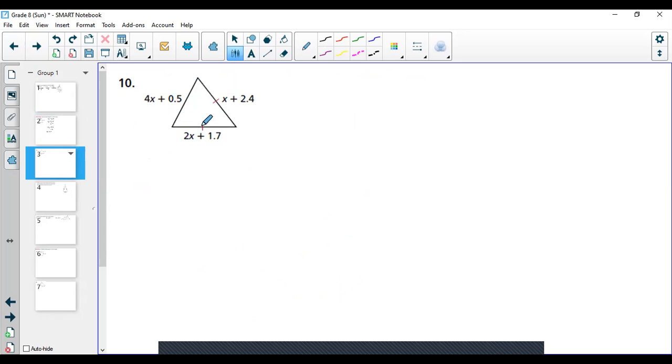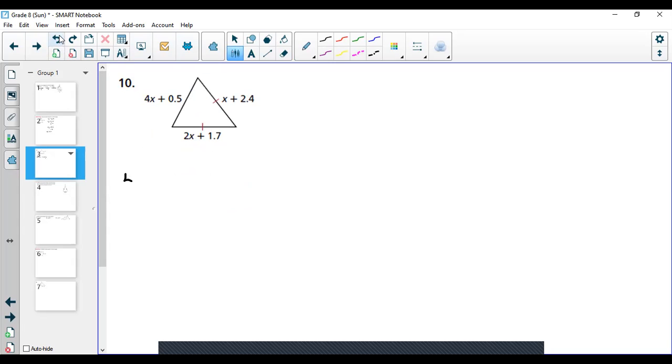Now in this question, they said only these two sides are equal. When two sides are equal, you need to follow that order. You cannot write 4x plus 0.5. You cannot write this equation at all, because it's a wrong equation. They did not say this side is equal to this. They only said this side is equal to this side.